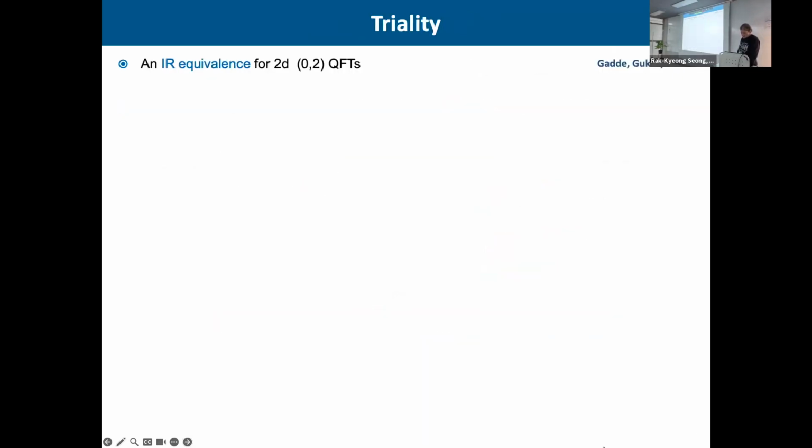The last thing that I want to talk about is triality. I told you it's an infrared equivalence for 2-dimensional (0,2) theories, not only for theories that come from this kind of class, but in general. It was found by Gadde, Gukov and Putrov. Since it was a more general talk yesterday, I went quickly over it, but let me be a little more detailed here.